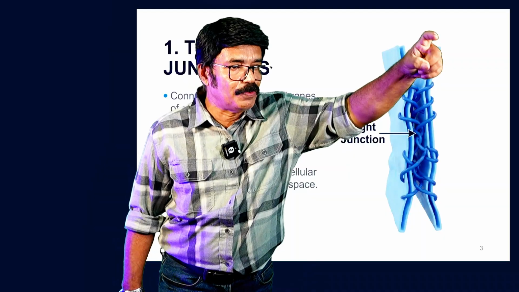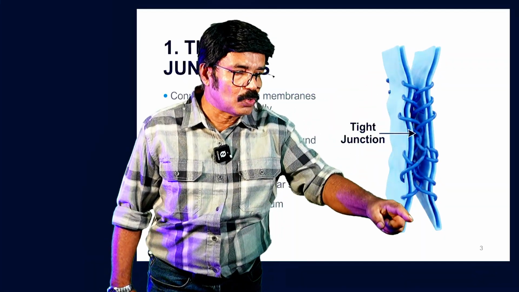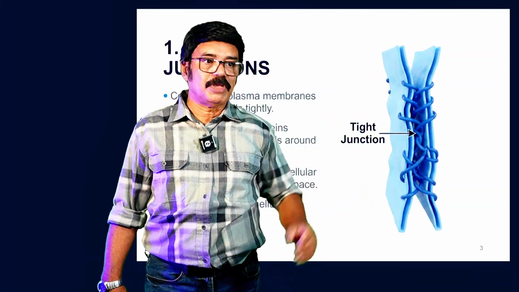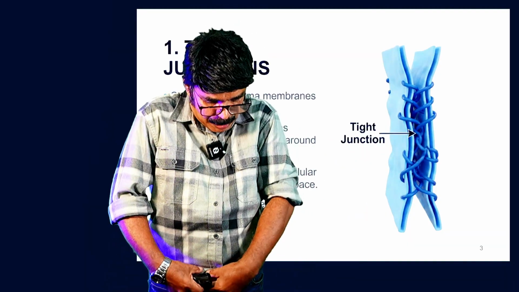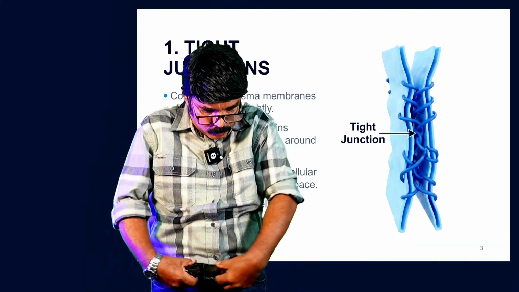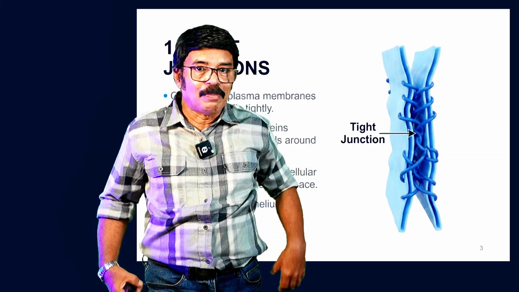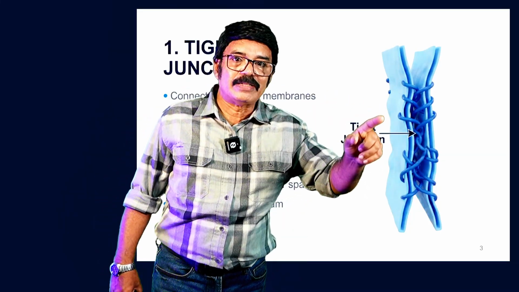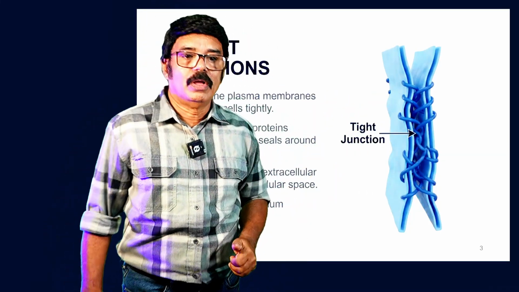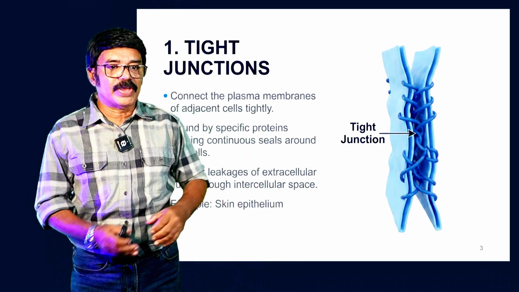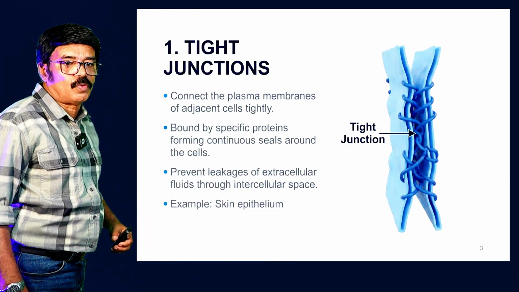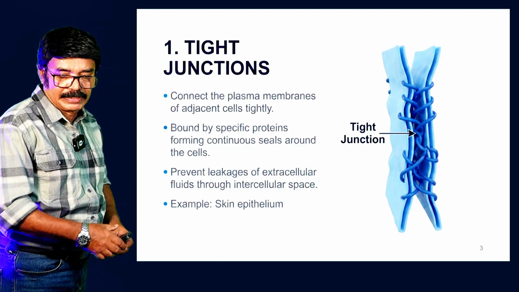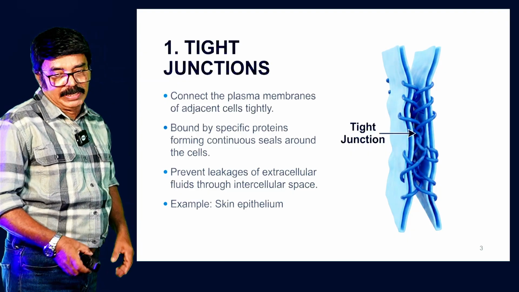Tight junction. So if you pour water here, it does not go to the other side because this part is really tight. Around the cells, these belts work. I'm going to show you a very beautiful picture at the end of this slideshow so that you can understand it perfectly. Bound by specific proteins forming continuous seals around the cells.